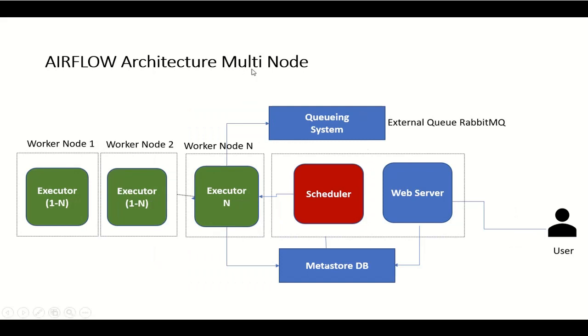This is the architecture of multi-node. Here we have different executors, and the executor will be scaled horizontally, so the DAGs will be run in parallel. Here we can see one more thing: in the queuing system it is using an external third party queue, and mostly here we will be using RabbitMQ for the management of the worker nodes. And then we have the scheduler, metastore DB and web server as before.